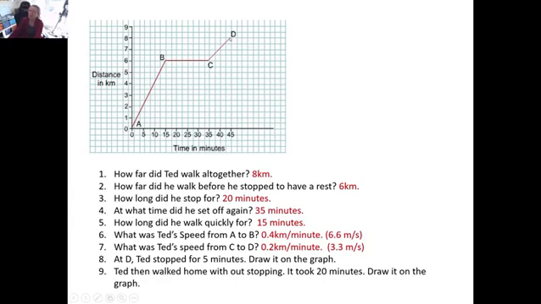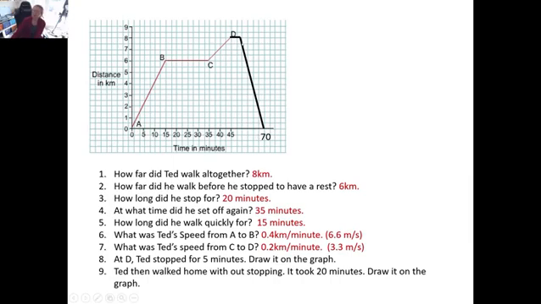Now, you've then been asked to just add to the graph. So at D, he stopped for 5 minutes. So that should give you a straight line for 5 minutes. I really need to extend that a little bit more across there. So it shows that that's for 5 minutes. And then he walked home without stopping, and that took 20 minutes. So you should have recorded a straight line down here, finishing at 70 minutes from the starting point.